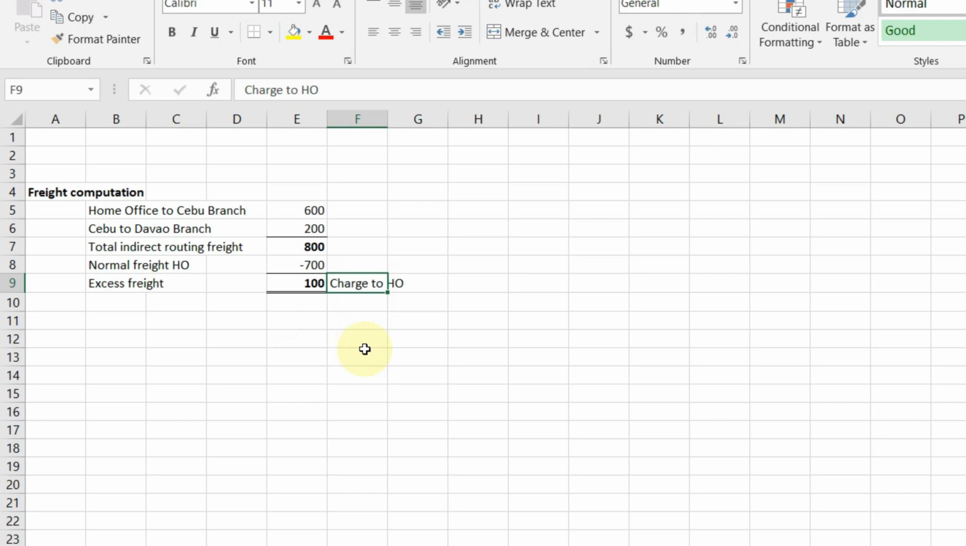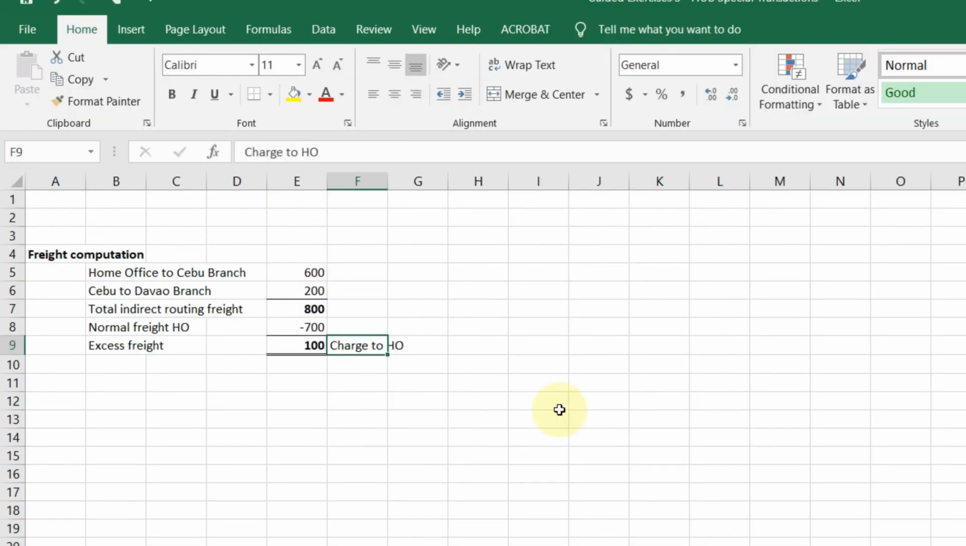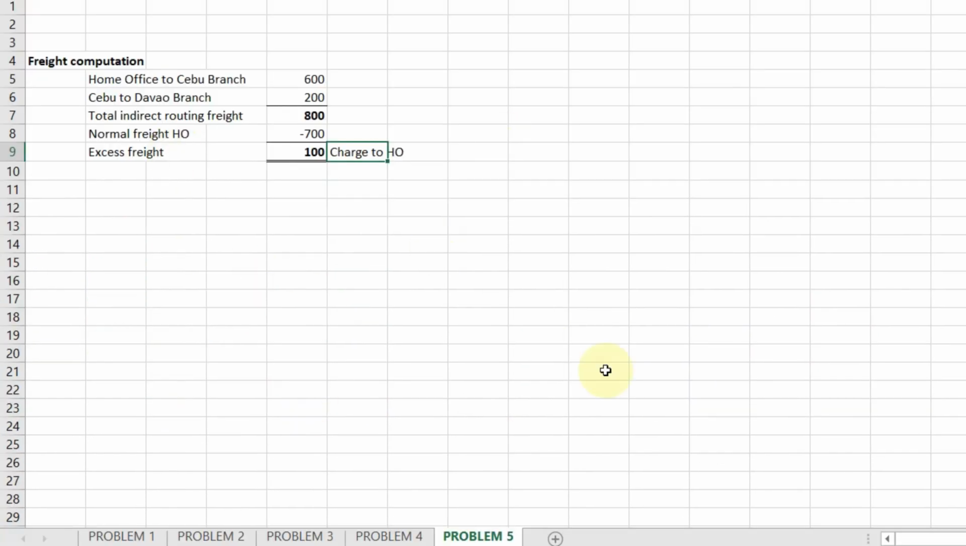Okay? Kasi nga, as if your Davao branch is transacting with the home office. It will not be charged to Cebu branch. It will be charged in the books of the home office. Okay? That's clear. That pala sinama ko na to sa problem 4. Okay? So, anyway. So, ang dali-dali niya, guys.